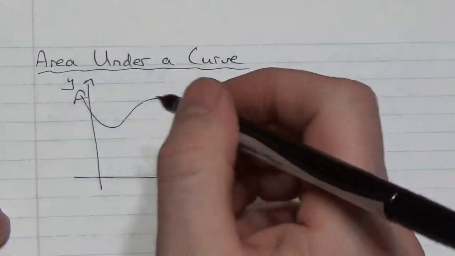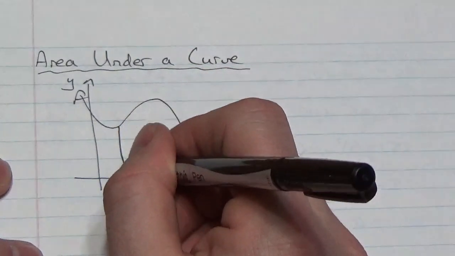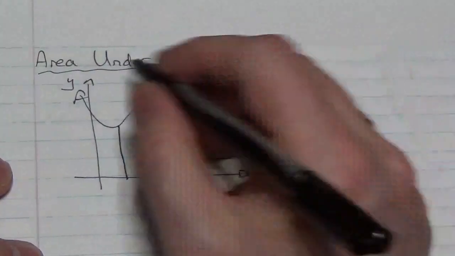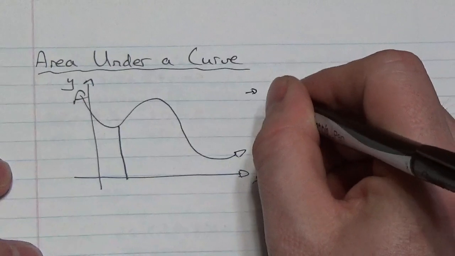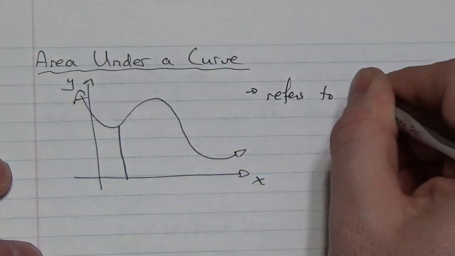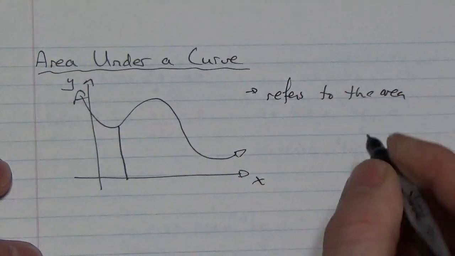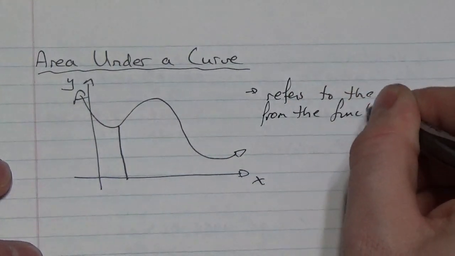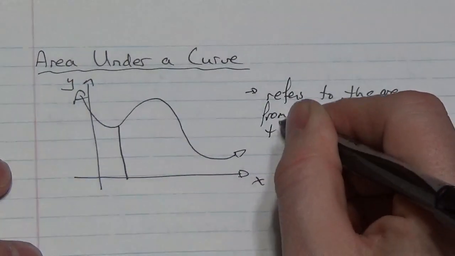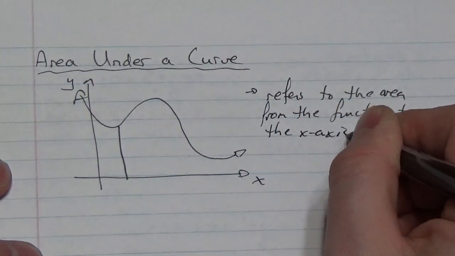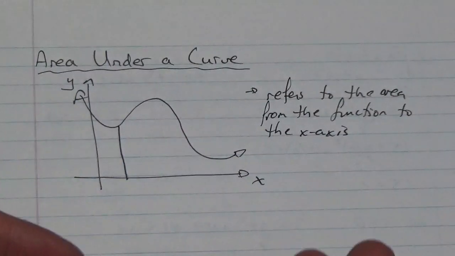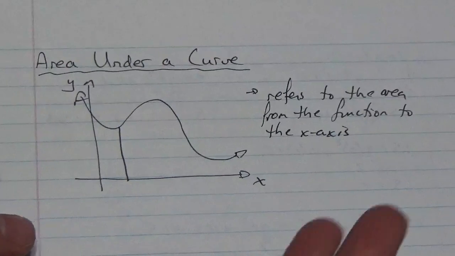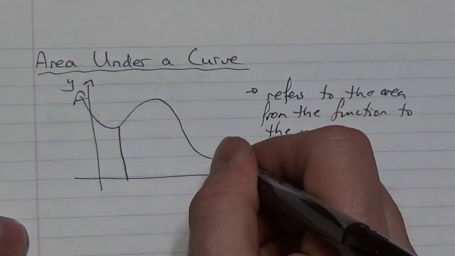When I say area under a curve, what I'm referring to here is the area from the curve down to the x-axis. So area under a curve always refers to the area from the function to the x-axis. Now, if the function goes below the x-axis, then under the curve literally means above the curve, between the curve and the x-axis. It always means that.